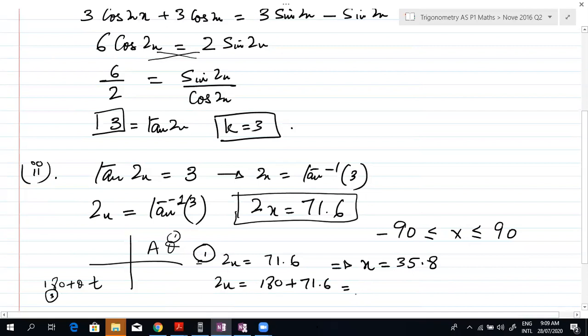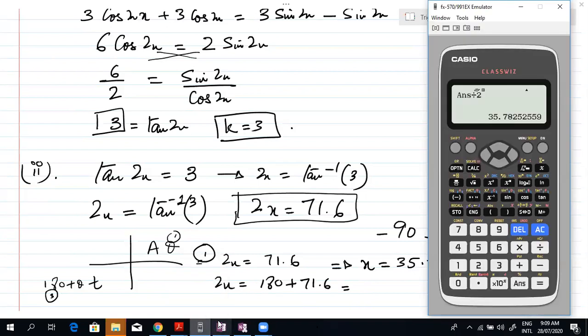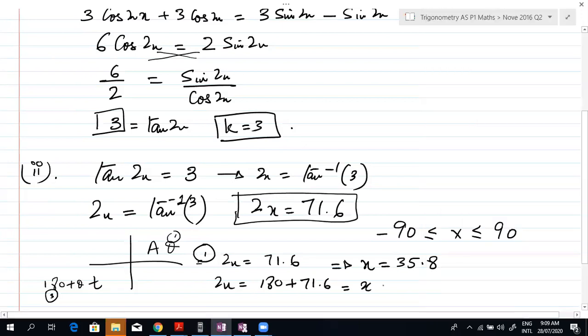And this I get as 180 plus 71.6, which is 251.6, divided by 2. I get this as 125.8. So my final answer over here is 125.8.